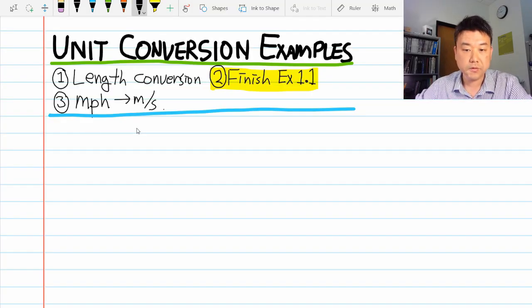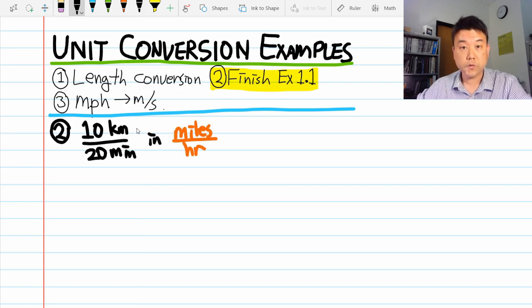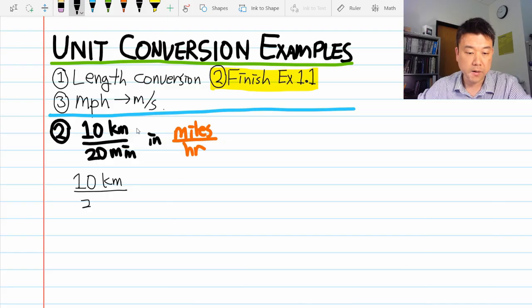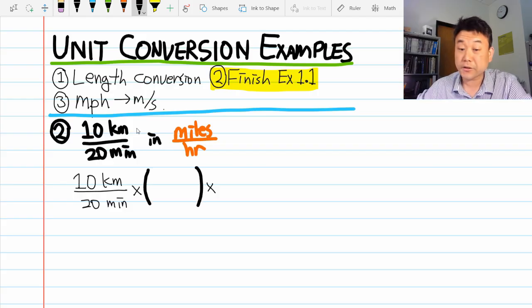So the part C to example 1.1 that I'm adding is calculating 10 kilometers per 20 minutes in miles per hour. So we go through this same as last time. We have our number, 10 kilometers per 20 minutes, and we are going to multiply by conversion factors. We have 2 units that we are trying to get rid of, kilometers and minutes. So we are going to need 2 conversion factors. Each of them are factors of 1 that's designed to cancel out the unit we don't want and retain the unit that we do want.